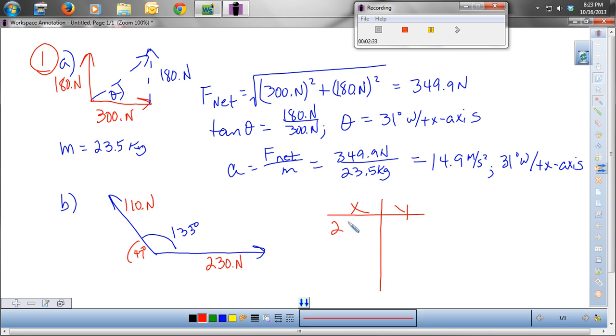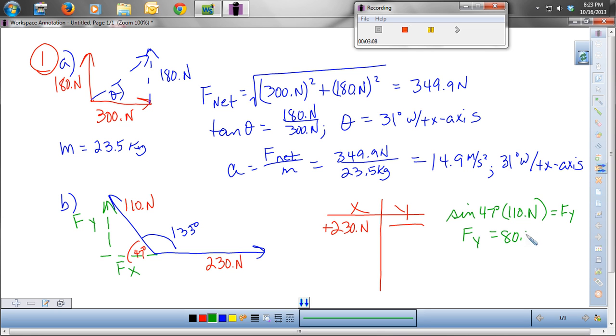My X is 230. It's to the right, so it's positive. There is no Y. This one has a component acting in this direction, which I'll call Fx, and a component acting in this direction, which I will call Fy. I'm going to say that the sine of 47 degrees times the hypotenuse of 110 will give me Fy. When I did that, I got Fy to be 80.5 newtons. And it's straight up, so it's a positive 80.5 newtons.